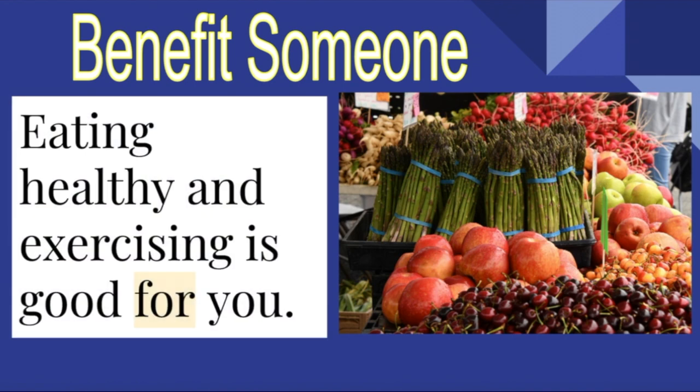So now we're looking at some examples of for. We use for when we want to benefit someone. Eating healthy and exercising is good for you. It's good for you. Notice that we don't say "for," we say "fer." So we use this preposition here when we talk about benefiting someone.